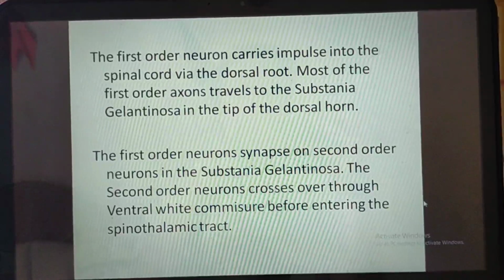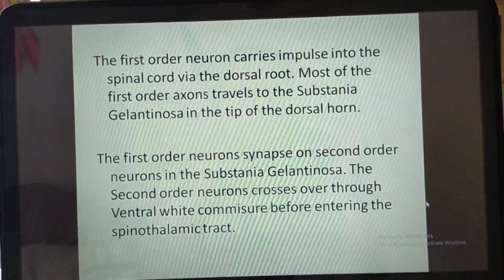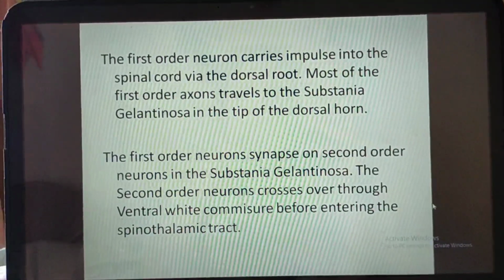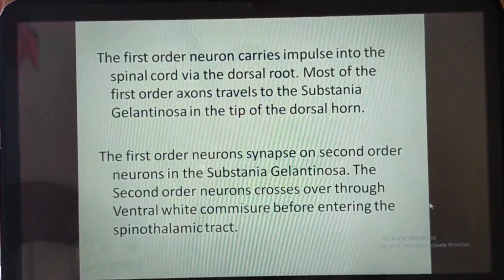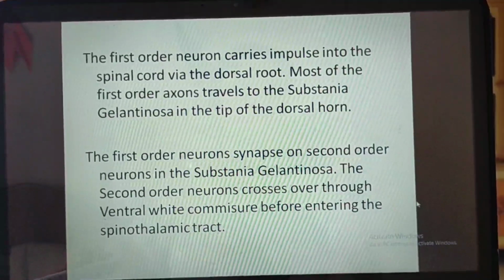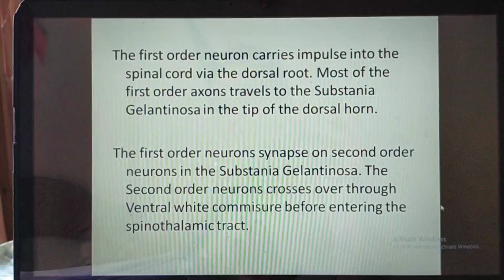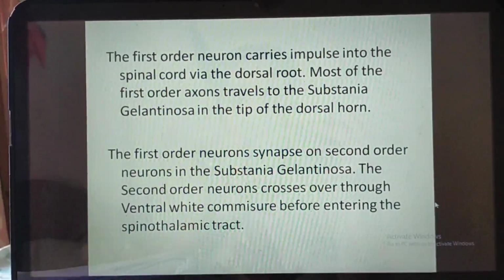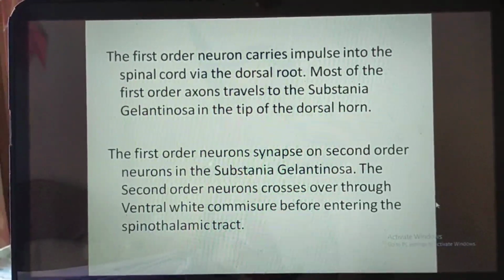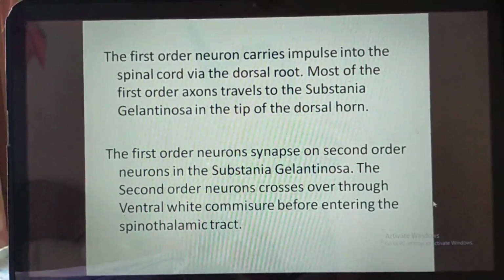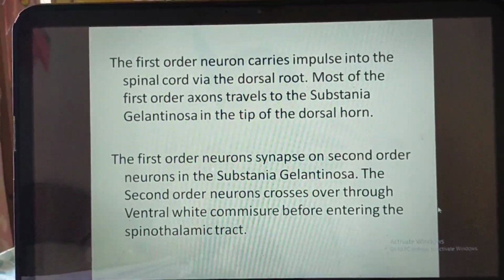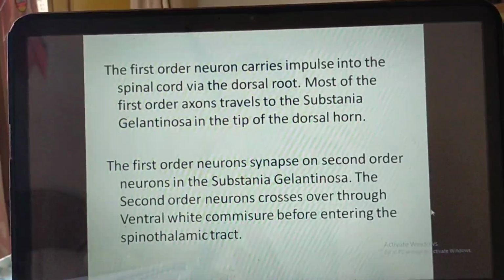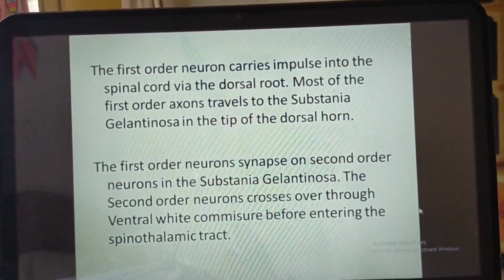The first order neuron carries impulse into the spinal cord via the dorsal root. Most of the first order axons travels to the substantia gelatinosa in the tip of the dorsal horn. So here, what is substantia gelatinosa? It is a grey gelatinous mass of neuroglia or nerve cells that is located in the cap-like formation at the apex of spinal cord, which is the posterior of grey matter. This is just for knowledge.